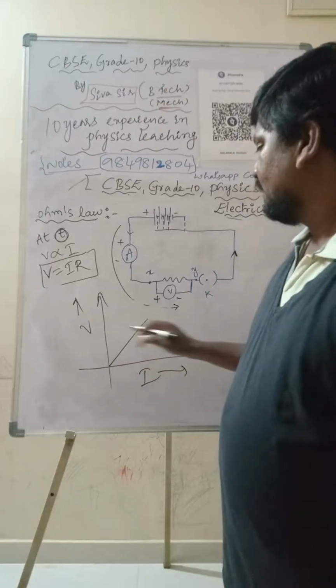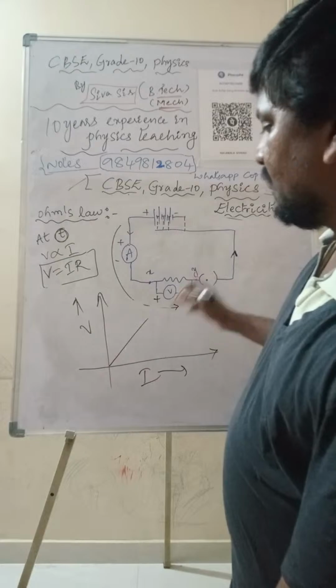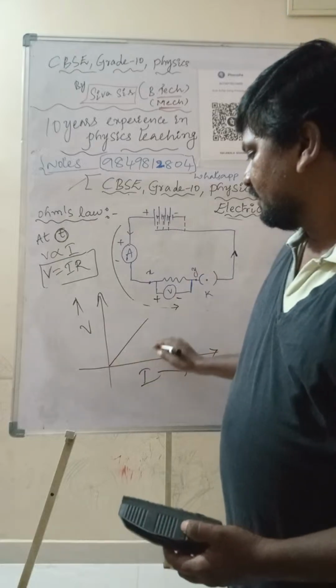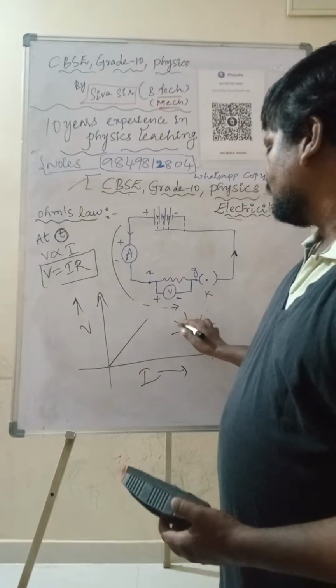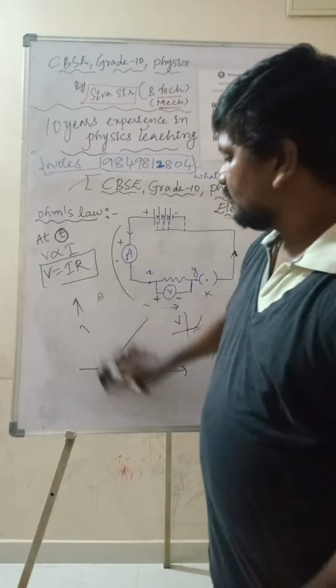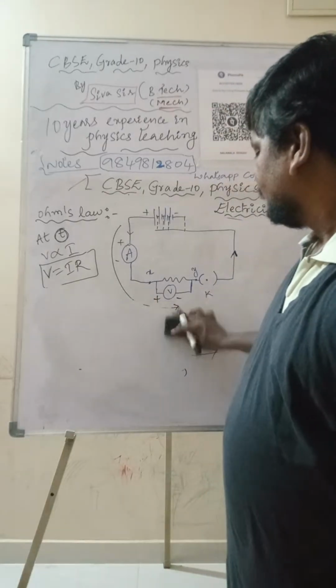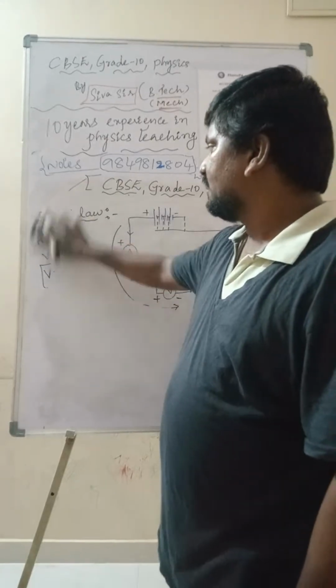For non-ohmic conductors, the graph will be a curve, like this. So the VI curve will be there. Ohmic conductors and non-ohmic conductors are completed.